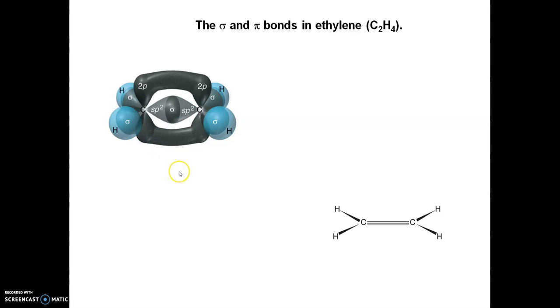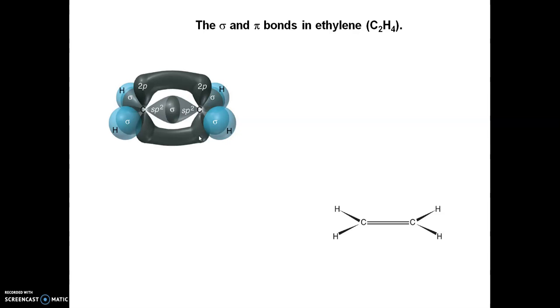Now, carbon has 4 electrons, 1, 2, 3, 1 in each hybrid. The 4th one goes into the leftover p. Now, you see how the 2 carbons' hybrids overlap? The overlap occurs right there between the 2 nuclei. That's a sigma bond again. The carbon to hydrogen bond is sigma. The carbon to hydrogen here is sigma. All of those are. But look at the leftover p for this carbon and the leftover p for that carbon.